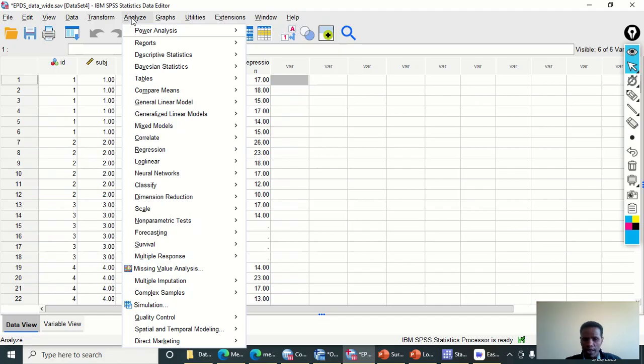So click on Analyze and go to the Generalized Linear Models, and then finally the Generalized Estimating Equations is here. So click over there.